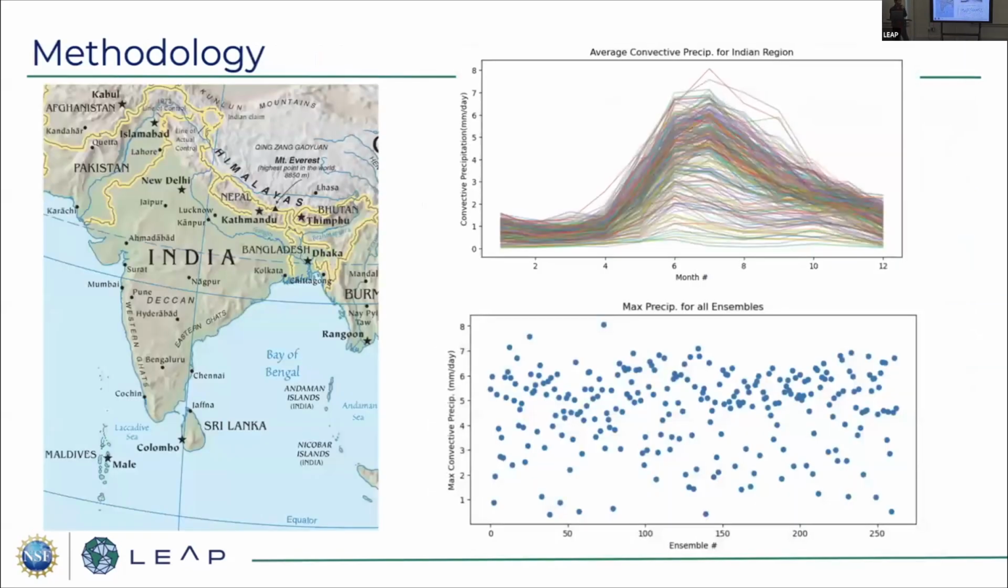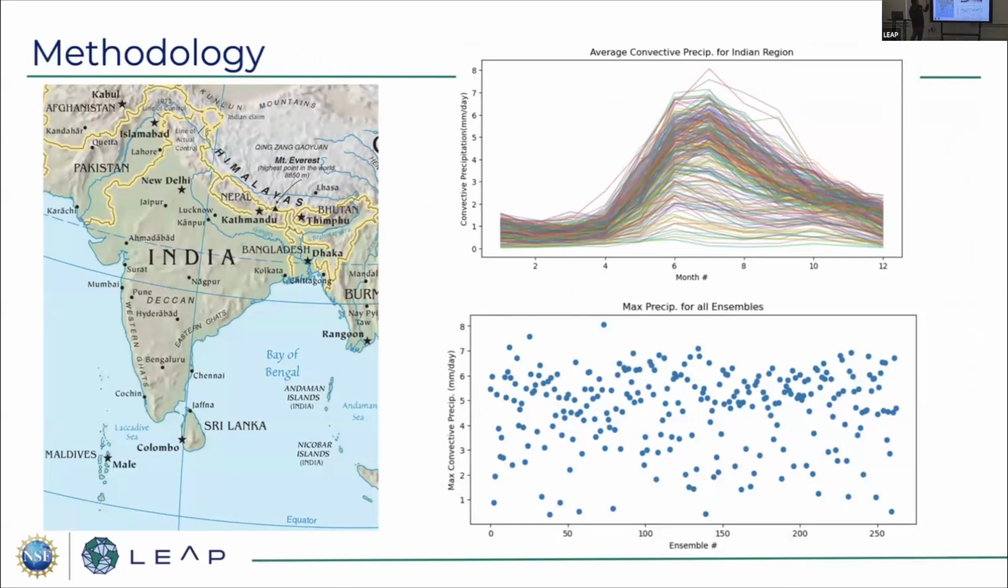So how I ended up going about this was I restricted myself to this rough area of study right here that you can see. And I took the average precipitation value of this entire region and did that over the time series. And I did that for each ensemble member. So each line that you see right there is a different ensemble.